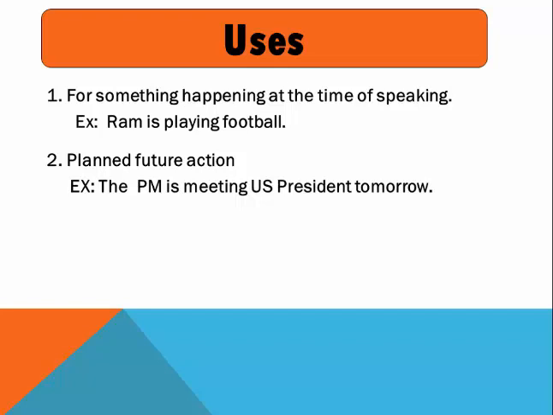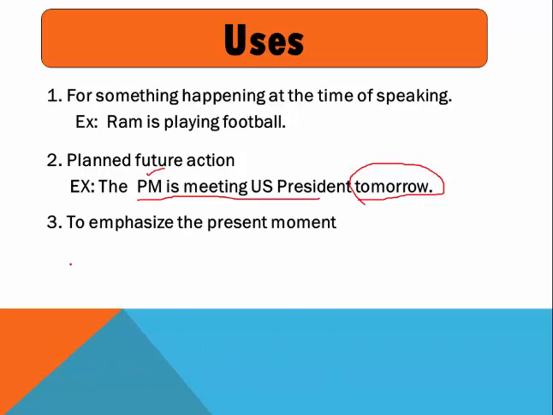Just mark here, the action is going to be done tomorrow, and that is future. But because it's well planned, it can be used in the present continuous. PM is meeting. I am going to meet my friend tomorrow. Another use is emphasis on the present moment. I am working as a teacher. So it's an emphasis on the present moment.